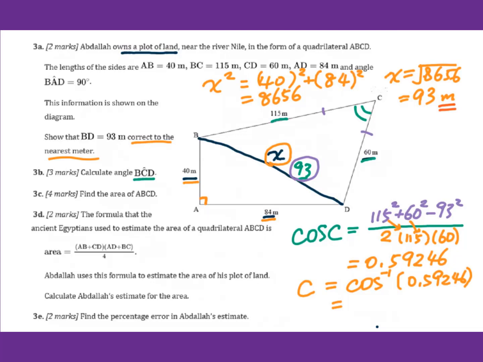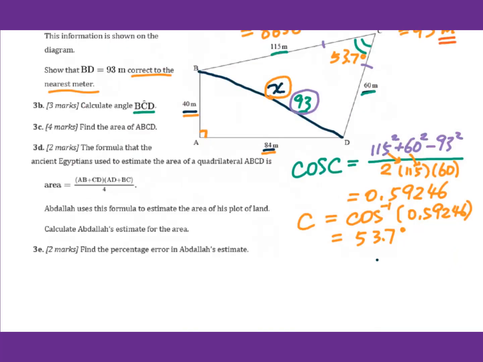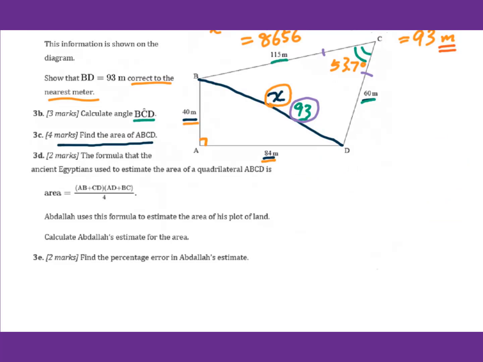Equals 53.7 degrees. Let's go to 3C. Find the area of ABCD. The area of ABCD, you can get the area of two triangles. Then you add this together.